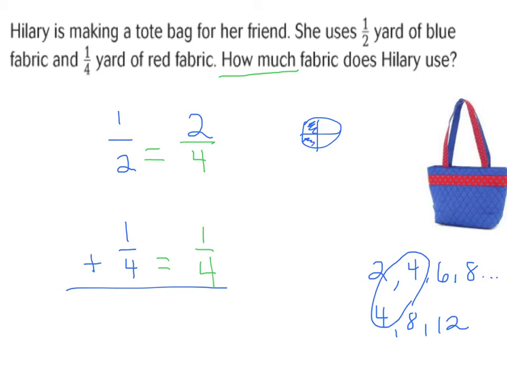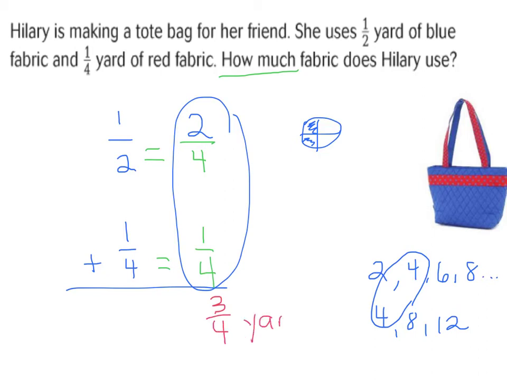So now let's look at our question. Can I add 2/4 plus 1/4? Absolutely. Here's my equation now. And 2/4 plus 1/4 is 3/4. So let's go ahead and write 3/4 there. And that would be 3/4 yard of fabric. It's just that easy.